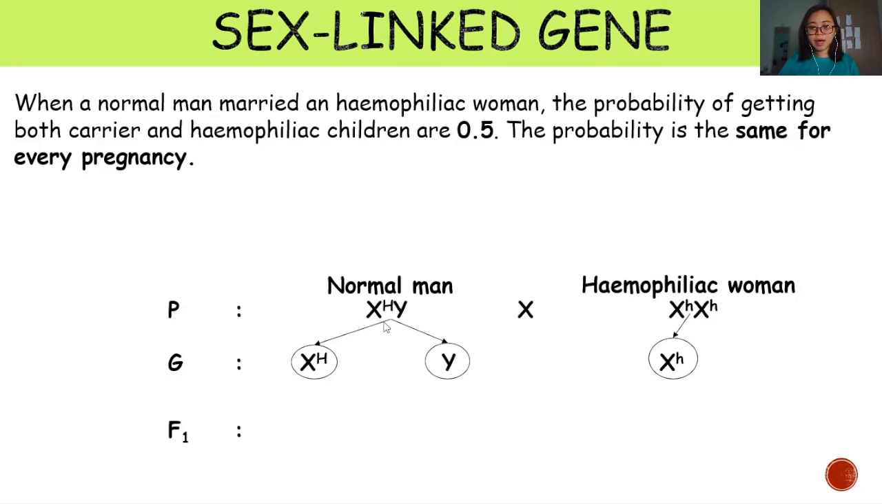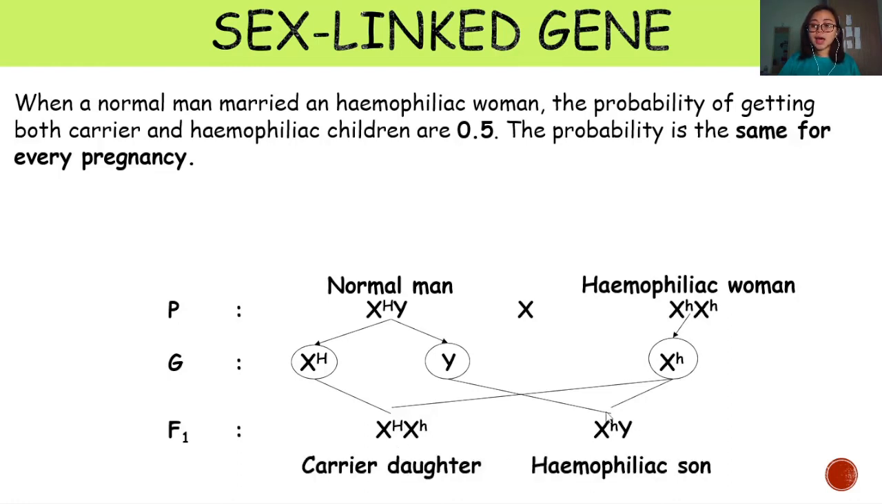Okay, we start with the normal man. The normal man will produce gametes XH besar and gamete Y. The hemophiliac woman will produce gametes Xh kecil. We allow them to cross. They will produce F1 generation. The children can be carrier female. Ini XH besar, Xh kecil adalah carrier daughter. Xh kecil dan Y adalah hemophiliac son. So this is what is meant probability of getting carrier and hemophiliac children are 0.5.